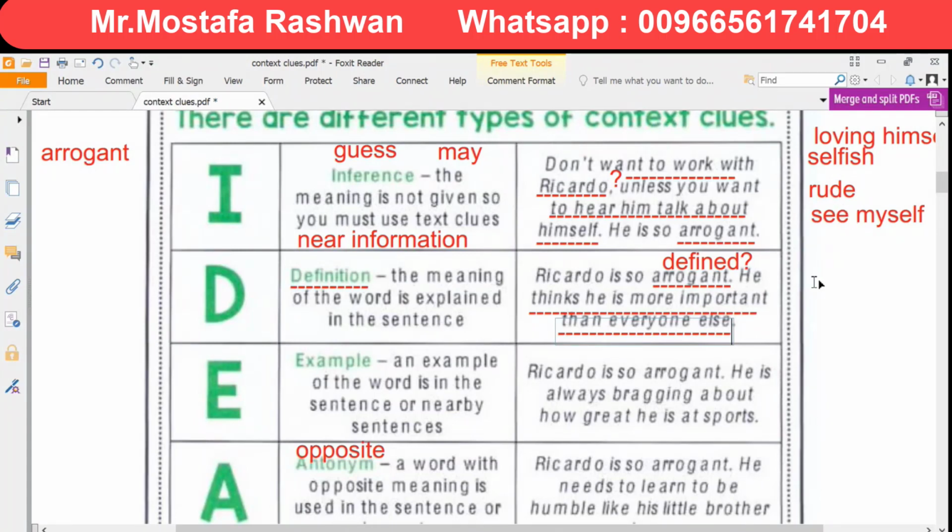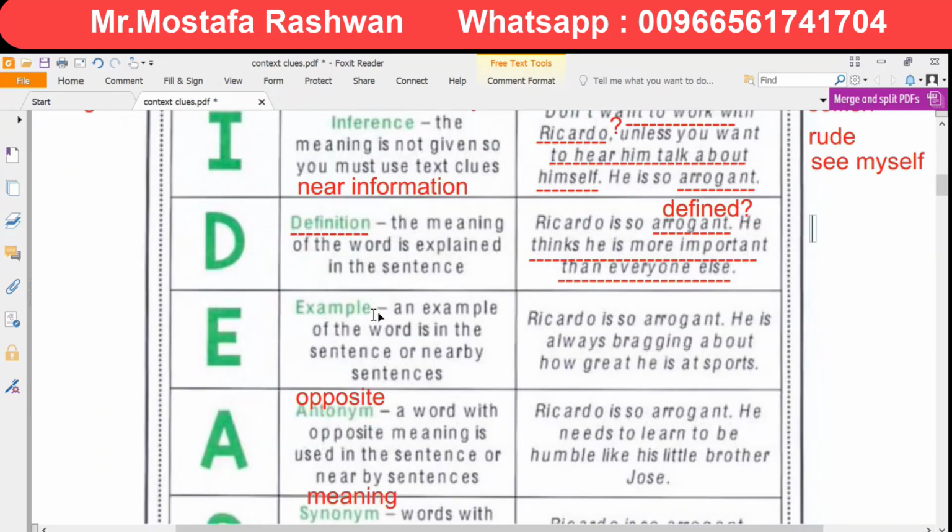Okay, so another technique is to find in the text the definition of a meaning. So either you can guess from the surrounding details, or writers give you a definition that helps you understand the meaning. So try to look for one of these techniques in the text. It will help you too much.